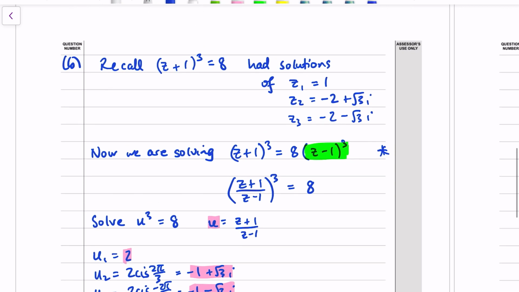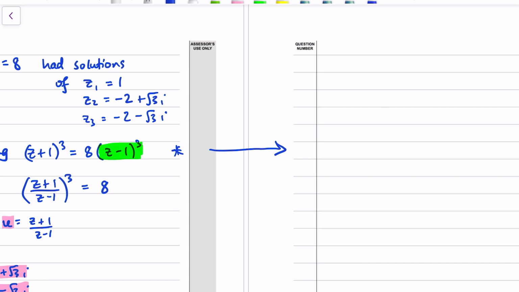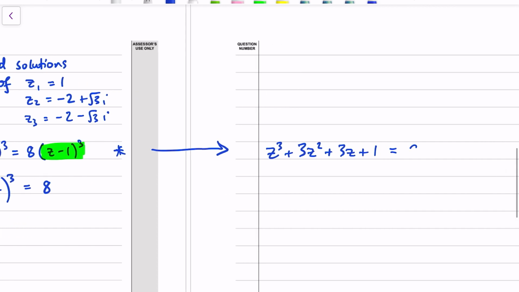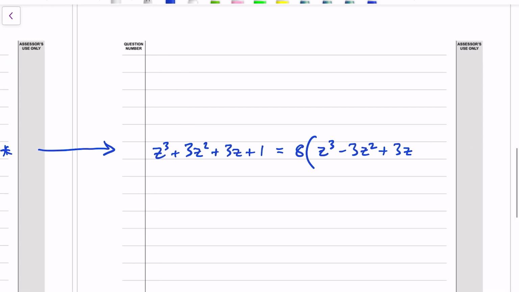Let's go back all the way to this problem here and just expand the left-hand side. Z cubed plus 3z squared plus 3z plus 1. And the right-hand side has an 8, but then it's z minus 1 all cubed. So that will be z cubed. Z times -1 occurs 3 ways, so that's minus 3z squared. Z times -1 times -1 occurs 3 ways, that's a 1z times 3, 3z. And then -1 times -1 times -1 only occurs once. Only one way of doing it, that's -1.